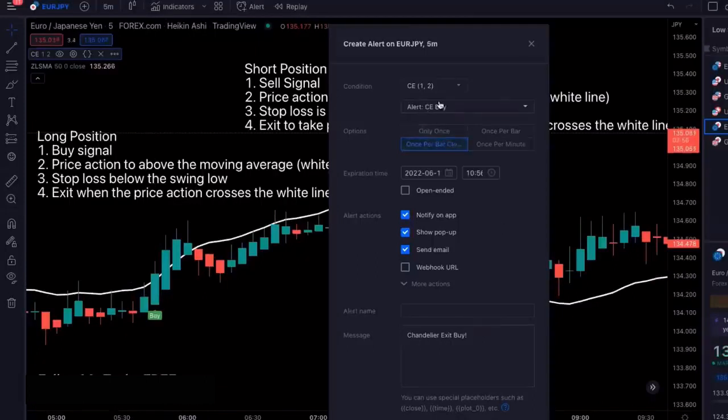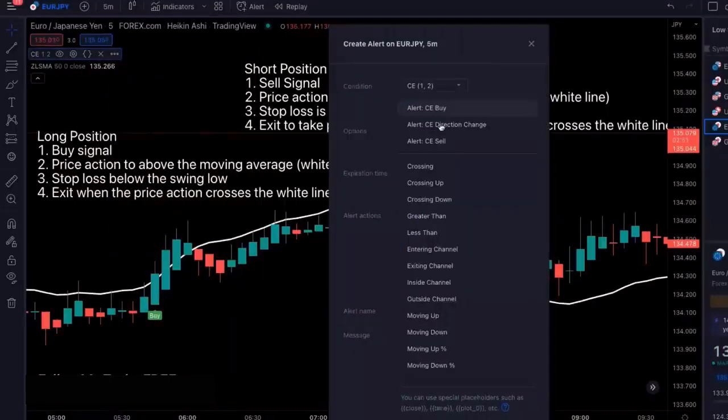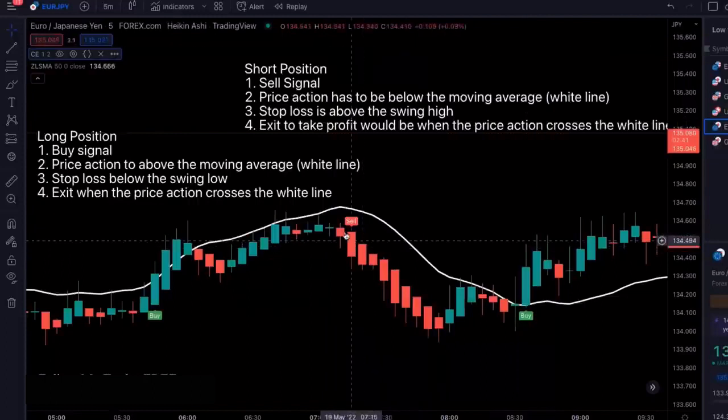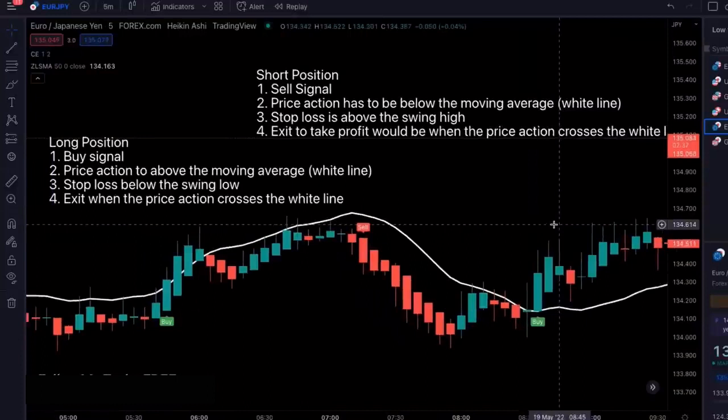Once you create that, you're gonna come back in, add alert, you're gonna do a sell once per bar close, and then create. So this way you get the exit signals, the sell signals, and you get the buy signals, and this way you get alerted and you don't have to watch the charts all day long.